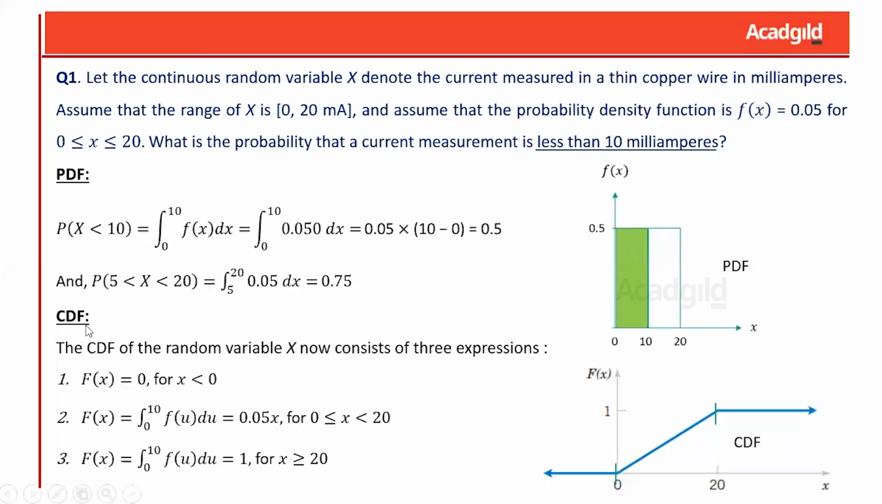Now, the CDF or the cumulative distribution function will have three parts corresponding to x less than 0, x lying between 0 and 20, and x greater than 20, as shown in the diagram. For x greater than 20, F(x) will be equal to 1 because the total sum of all the probabilities has to be 1, because in that region my f(x) is not defined. But the PDF in this region will obviously be 0, as you can see from the diagram above. So F(x) will be equal to 0 for x less than 0, F(x) will be equal to 0.05x for x lying between 0 and 20.